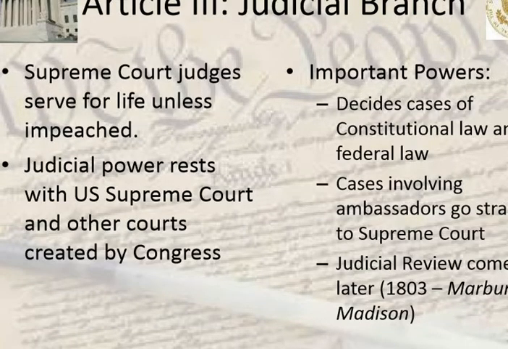Article 3, the judicial branch. Okay, this is basically the entire judicial structure. It establishes district courts, circuit courts of appeals courts, all the way up to the Supreme Court. Supreme Court judges, they serve for life unless they are impeached and removed for misconduct, severe misconduct.